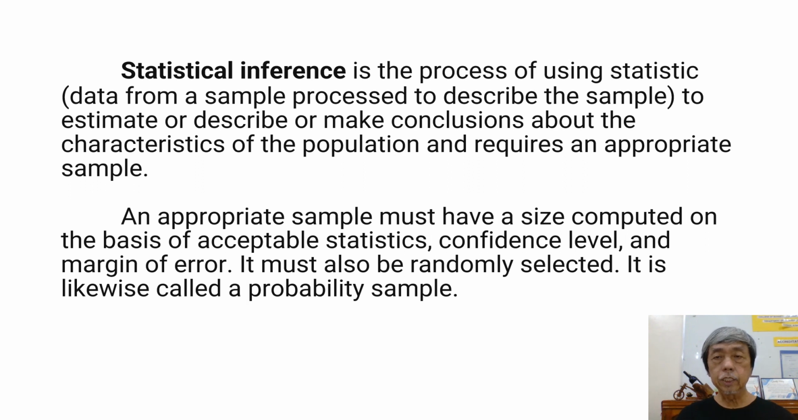Statistical inference is the process of using statistic data from a sample to describe the sample, and to estimate or make conclusions about the characteristics of the population, and requires an appropriate sample. An appropriate sample must have a size computed on the basis of acceptable statistics, confidence level, and margin of error. It must also be randomly selected. It is likewise called a probability sample.